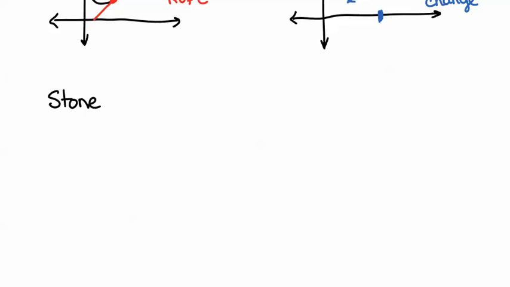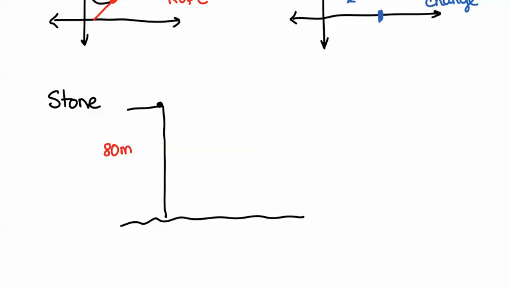And we're going to throw it off a cliff. So let's just say this is our cliff, and here's the ground. So we've got this little stone. We're going to throw it off of a cliff that is 80 meters high, and it's going to follow the path of a parabola.